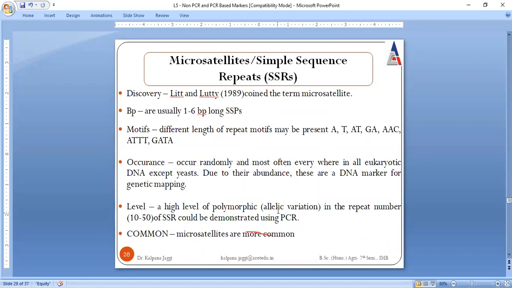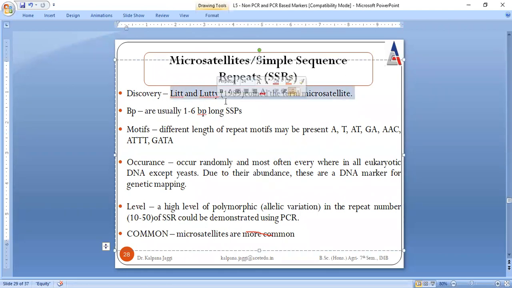Now we come to another category of PCR-based molecular marker, and this is said to be the microsatellite. Another name for it is simple sequence repeat, in short abbreviated as SSRs. It was discovered by Litt and Luty in the year 1989, and here the repeats are only 1 to 6 base pairs long.